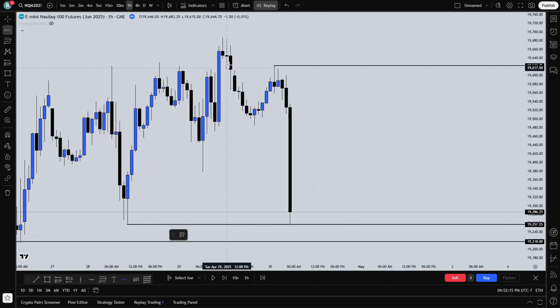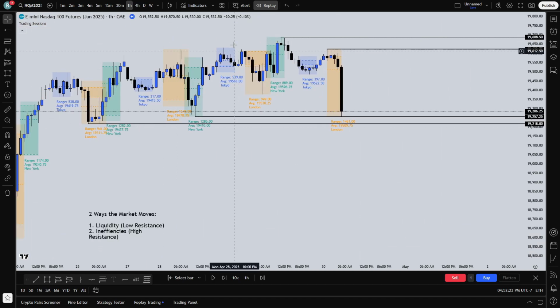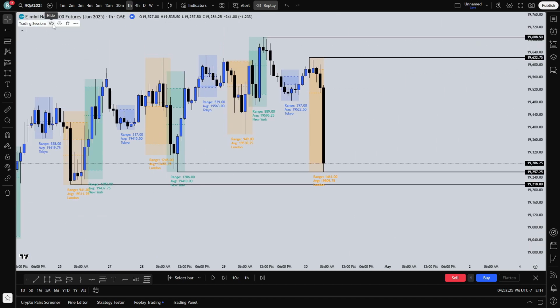We're going to mark out this high and this high as a good liquidity area, as well as the trading sessions, which have good liquidity. If we highlight this, it shows our sessions. Okay, trading sessions.